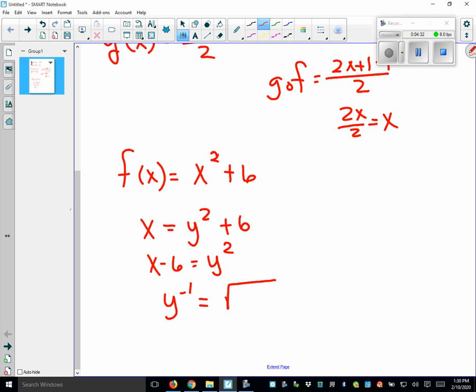Now what? What happens when I square root this side? What goes in front? Plus or minus. Right? Okay, how are we so far? We good?